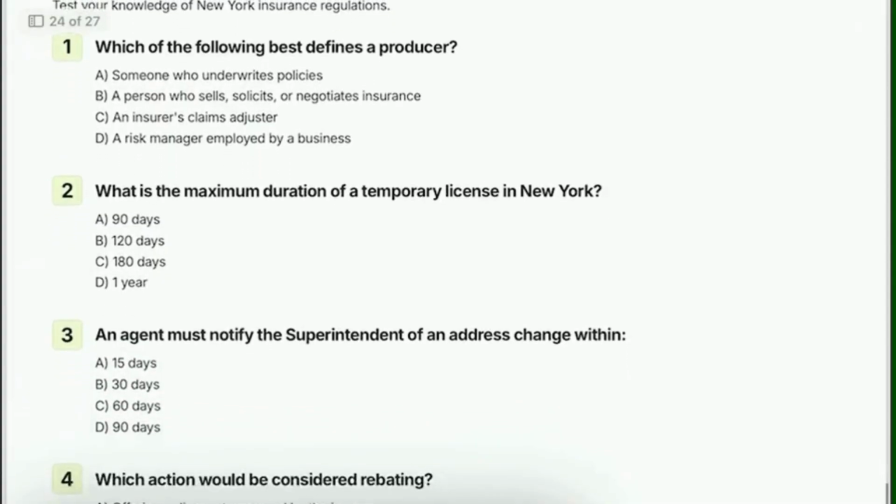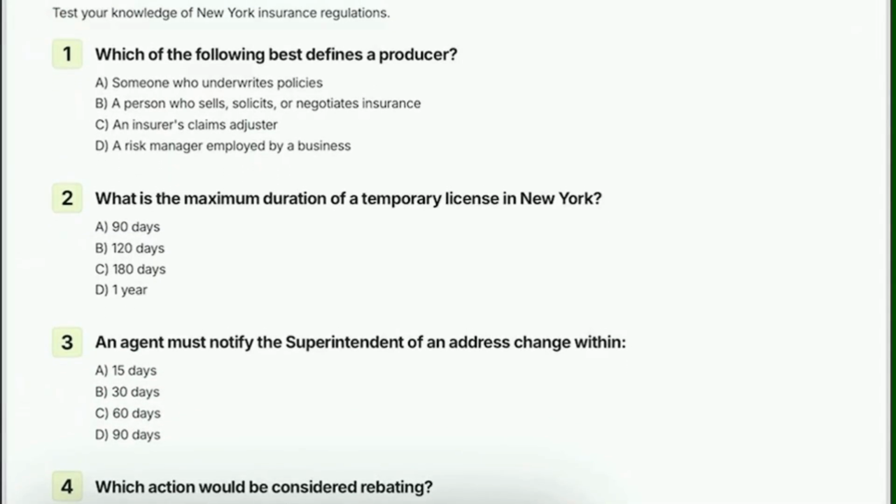Number 1, which of the following best defines a producer? A, someone who underwrites policies. B, a person who sells, solicits, or negotiates insurance. C, an insurer's claims adjuster. Or D, a risk manager employed by a business. Number 2, what is the maximum duration of a temporary license in New York? 90 days, 120 days, 180 days, or 1 year? Number 3, an agent must notify the superintendent of an address change within 15, 30, 60, or 90 days.